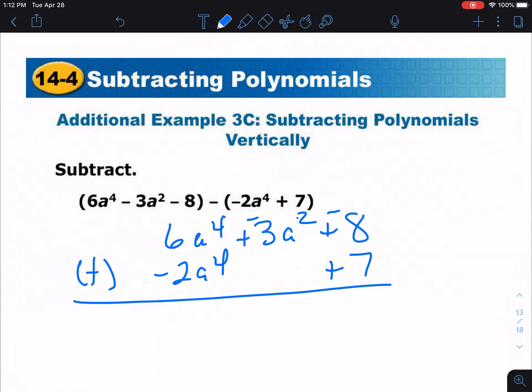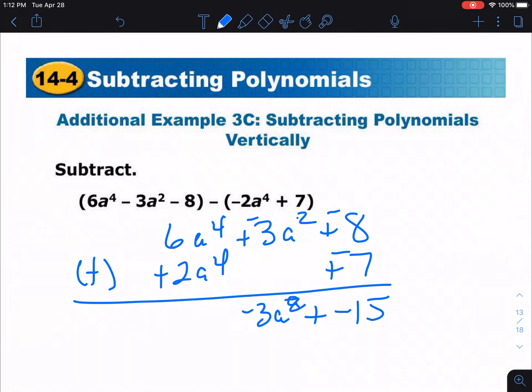I change that subtraction to addition, and then everything in that next set flips to its opposite. So now this 2a to the 4th is going to change to a positive, and this 7 is going to change to a negative. And now I just add like terms. So negative 8 and negative 7 will give me a negative 15.